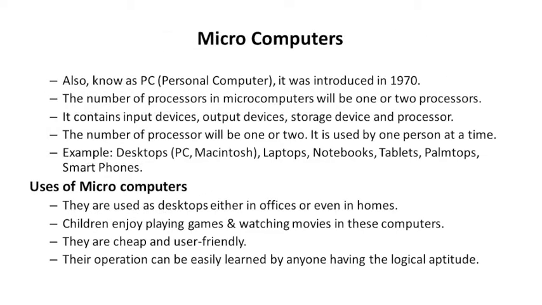Microcomputers are also called personal computers. They were introduced in 1970. The number of processors in a microcomputer will be one or two. It contains input devices, output devices, storage devices and processors. It is used by one person at a time. Examples: desktops, laptops, notebooks, tablets, palmtops, smartphones, etc.